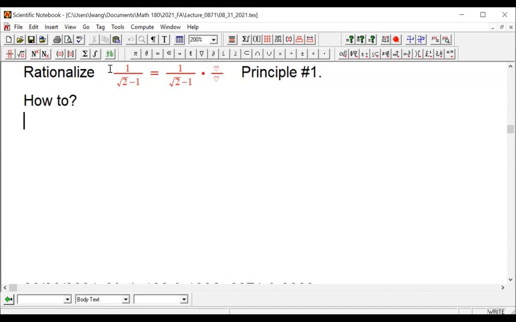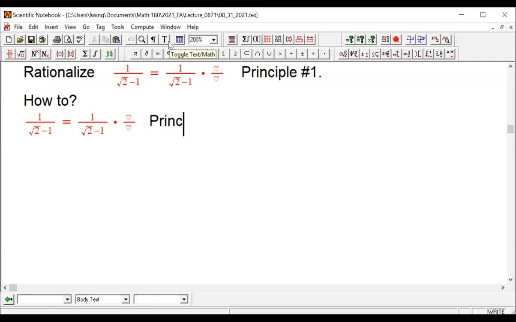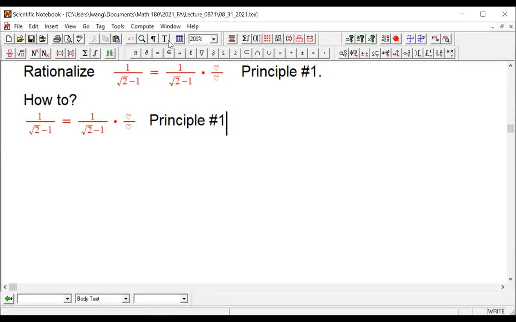When we rationalize this expression, we know the only thing we can do is to multiply by 1, right? A heart over heart is equal to 1. And by doing this, we are complying with principle number 1. What does principle number 1 say? Anything times 1 stays the same. But we're going to choose this anything, the heart, in such a way that it is the conjugate of root 2 minus 1.